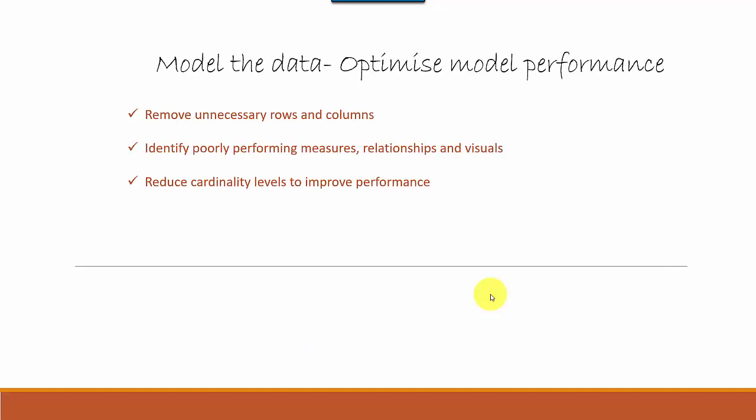We'll also talk about how to create quick measures. Moving on. We'll learn how to optimize the model performance. So if you're getting a lot of data, sometimes the Power BI file can become sluggish. So to optimize the performance, you can remove unnecessary rows and columns. You can check what measures are taking a lot longer to calculate and if there's a way to simplify it, if there are any visuals which are causing performance issues. We'll reduce the cardinality levels to improve performance, so we'll talk about that.